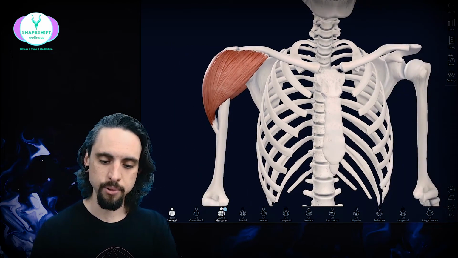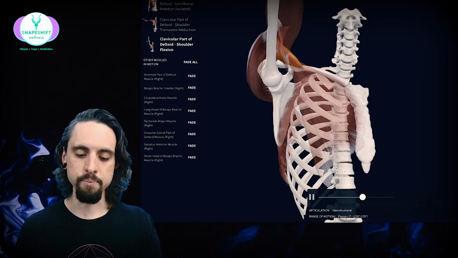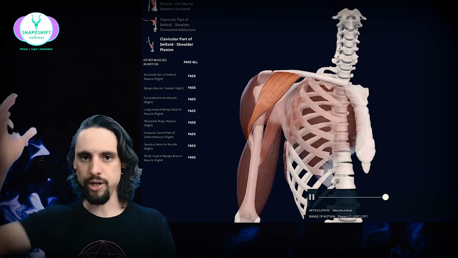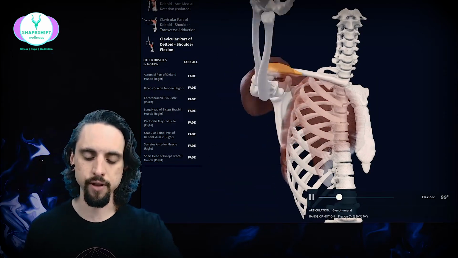So let's actually look at some motion now. Here is motion. This is just the arm reaching forward and up into flexion of the glenohumeral joint.